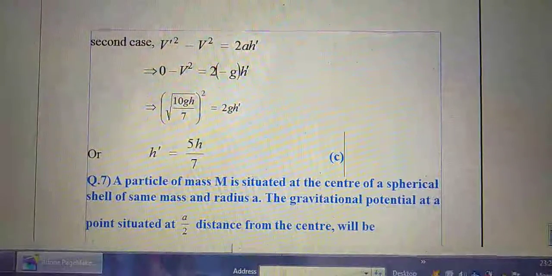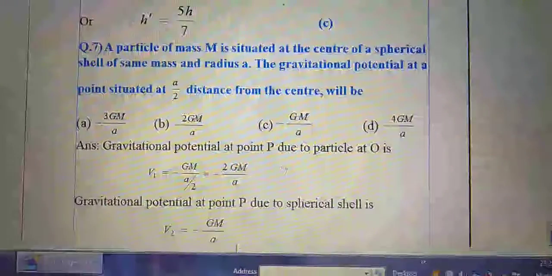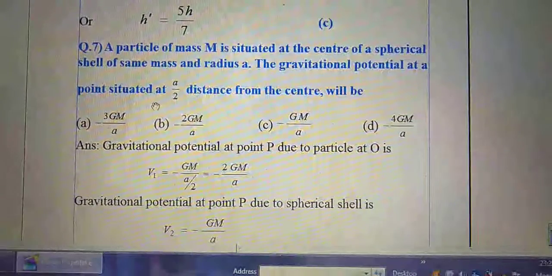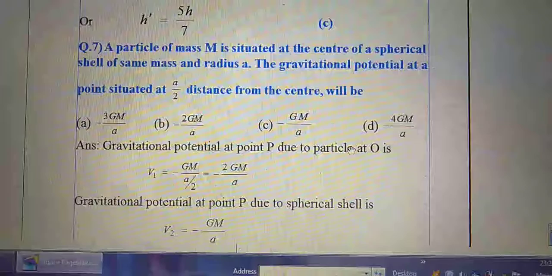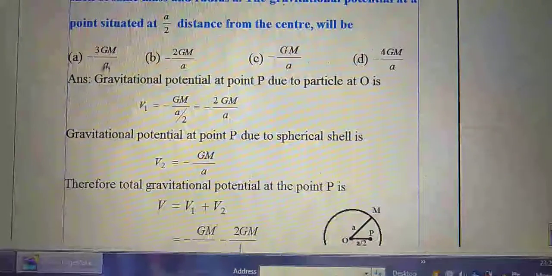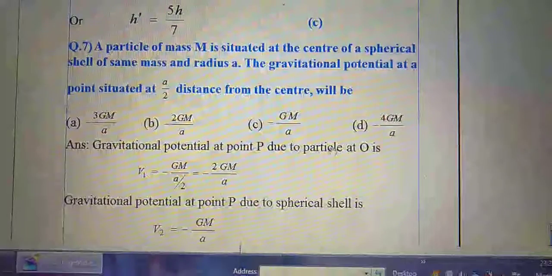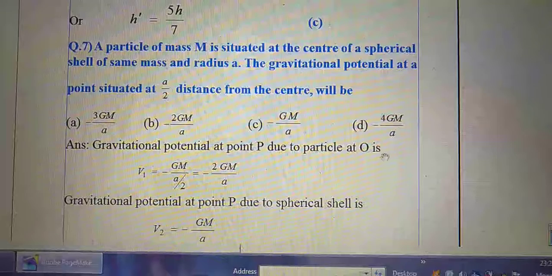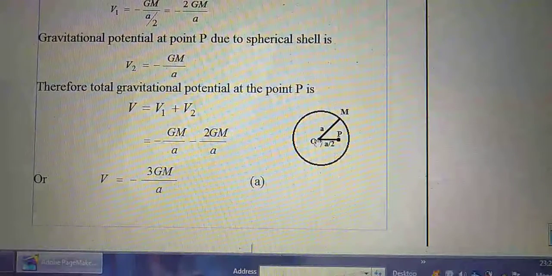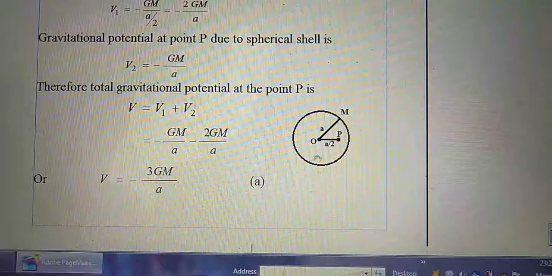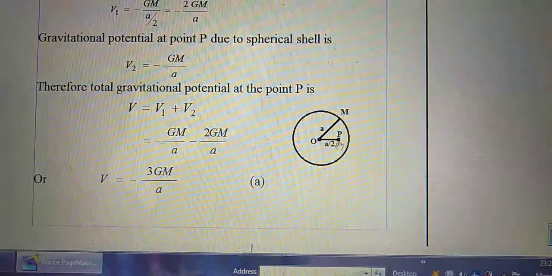Okay. Next question. A particle of mass m is situated at the center of a spherical shell of mass m and radius a. The gravitational potential at a point situated at a by 2 distance from the center will be: option A minus 3 gm by a, option B minus 2 gm by a, option C minus gm by a, option D minus 4 gm by a. Okay, so here is the diagram. So on the body which has mass m, we kept a body at center O which mass is also m. We have to find out the net potential at point P, which is at a distance a by 2. Let's see the solution.